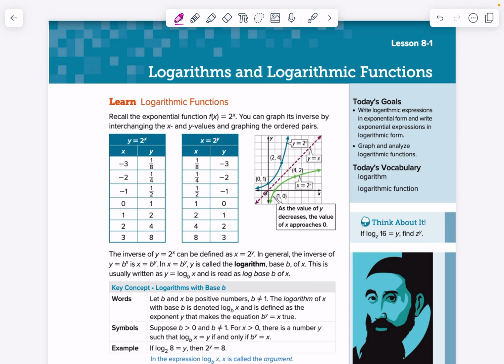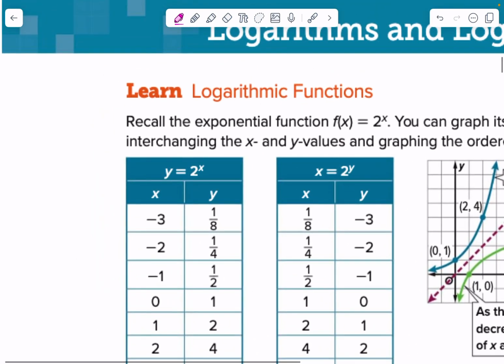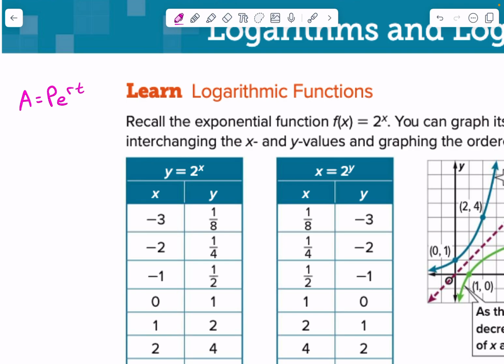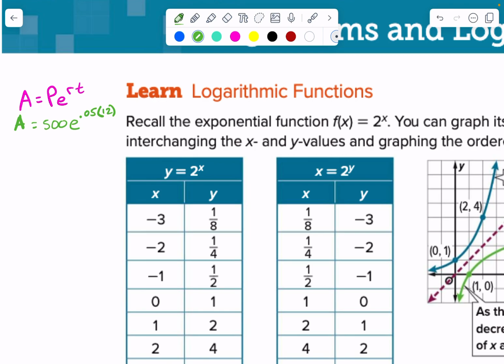So I'm going to do a little preface to this and show you why logs are important. In the last section, we learned exponential functions, where it was A equals P e to the rt power, which was one of the equations that we had. So if you have $500 and you invest it at a 5% interest rate, which is 0.05, and you do that for, let's say, 12 years, what would your after amount be, or how much money would you have at the end? Okay, so that was one thing that we looked at.